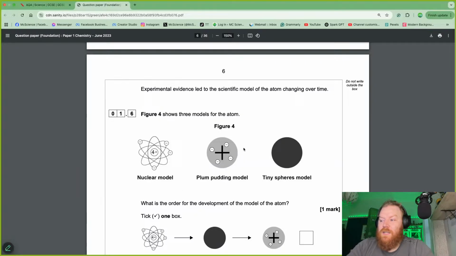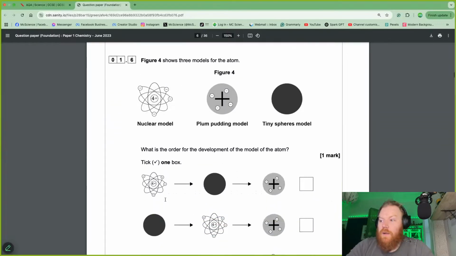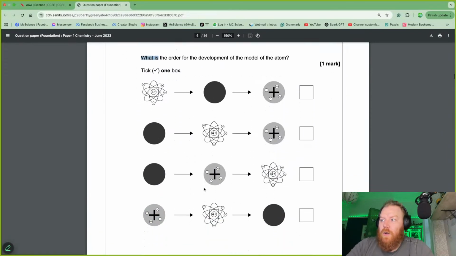So with this question in particular, as we were saying last time, we will skip straight to what we're being asked to do. So we look for that command word. Our command word here is: what is the order for the development of the model of the atom, and it's for 1 mark. With it being for 1 mark, we can then look at the actual information that we require. So in this situation, we are looking at which one would be first, or come up first, should we say.